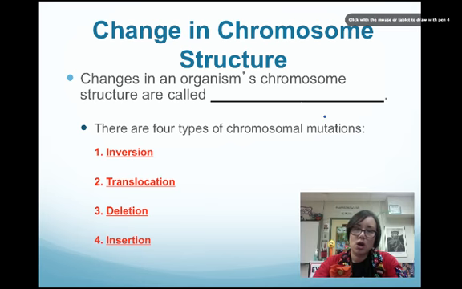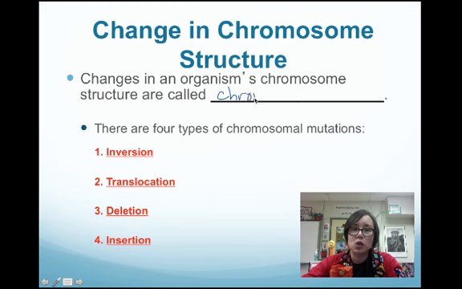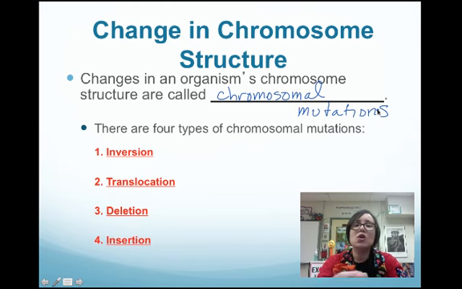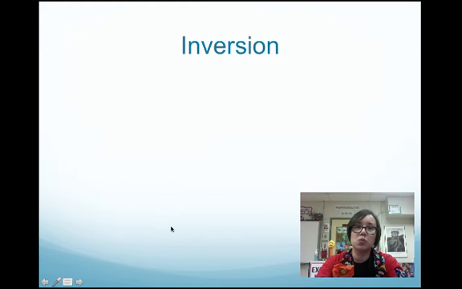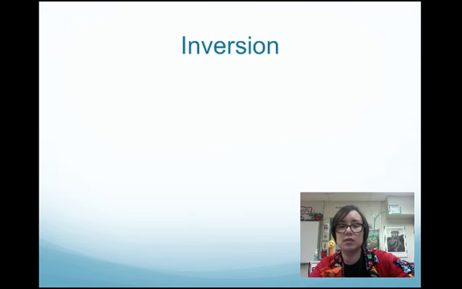The last thing that we're going to talk about are changes in chromosome structure. Changes in an organism's chromosome structure are referred to as chromosomal mutations. There are 4 types of chromosomal mutations that we're going to talk about today, and your job is to be able to identify them via picture and also by word. The 4 types are called inversion, translocation, deletion, and insertion. Let's go ahead and talk about each one of these. Our first one is inversion.